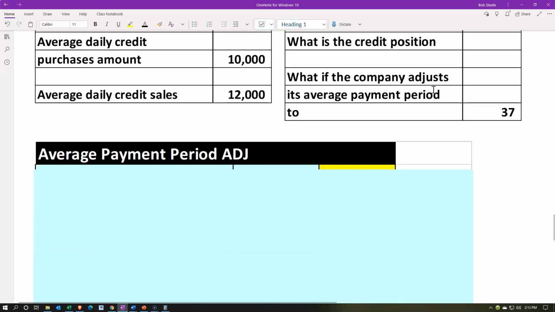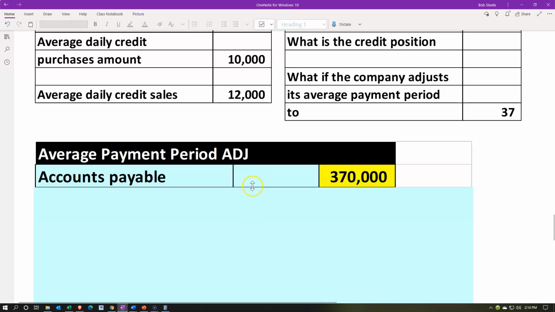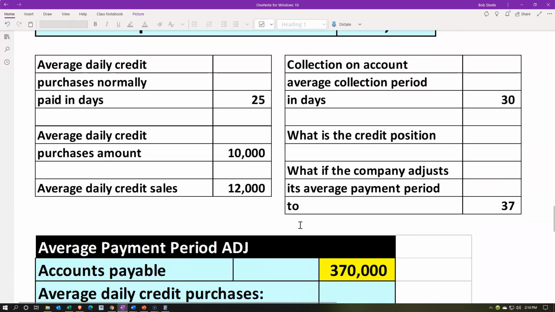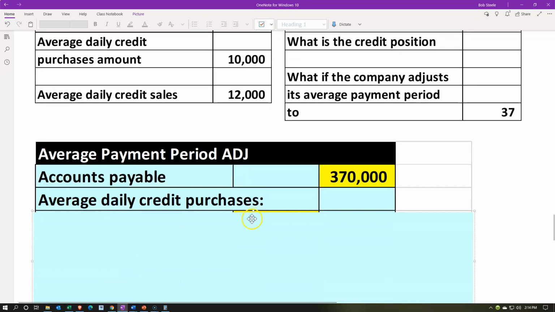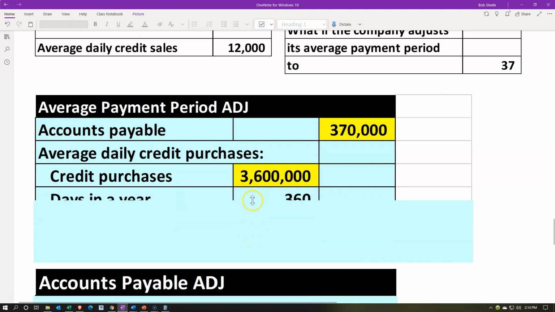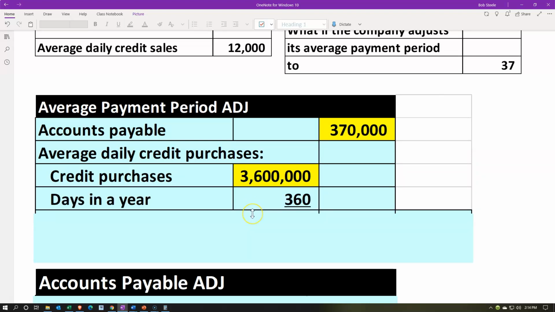So once again, to do that, we're going to use the average payment period calculation, rather than coming up with a new formula for accounts payable, so that we can back into the accounts payable. So the accounts payable would be the unknown. Then we've got the average daily credit purchases, which they gave us, but we're going to basically work it out. It was the 10,000 here, but we're going to work it out just like we might have to do in practice. That would be the credit purchases, the unknown in this case, but what we probably would know in practice, divided by the days in the year.